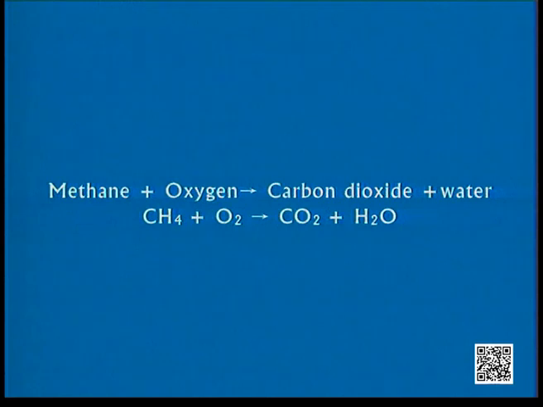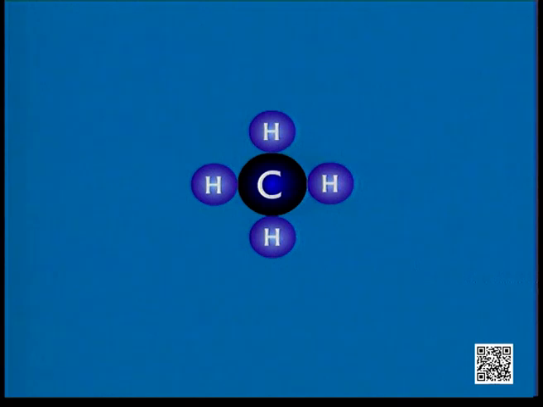Let us take the example of the complete combustion of a carbon compound, methane. Methane combines with oxygen, producing carbon dioxide and water. The methane molecule consists of a carbon atom bonded to 4 hydrogen atoms. Oxygen has 2 oxygen atoms bonded to each other by a double bond.